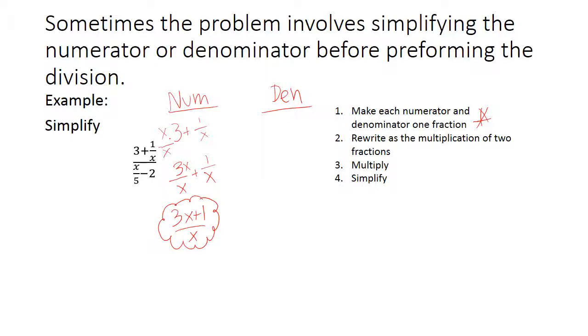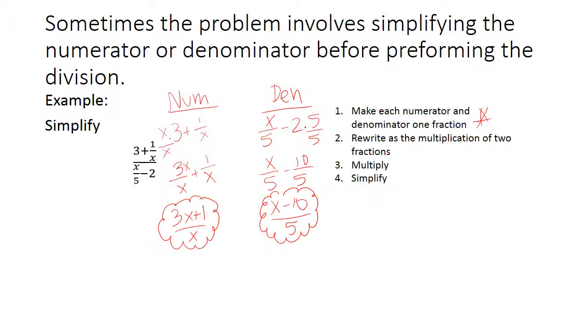Doing the same thing over in my denominator, I have x over 5 minus 2. Notice that I want my denominator to be 5, so I can multiply this by 5 over 5. So I'd have x over 5 minus 10 over 5, or x minus 10 over 5. One fraction from my denominator.